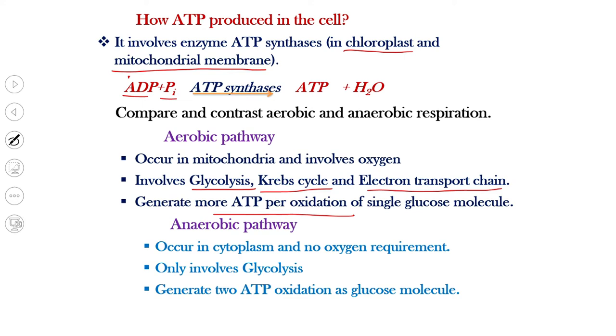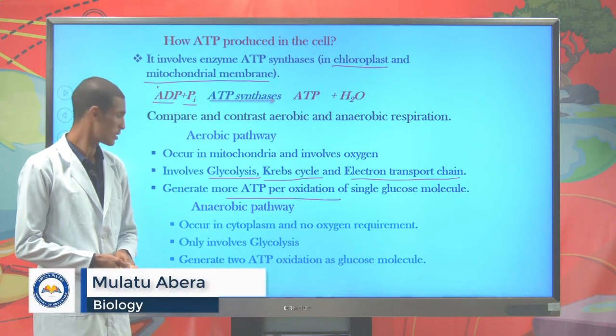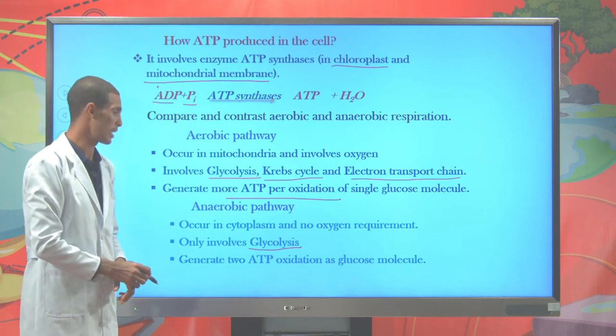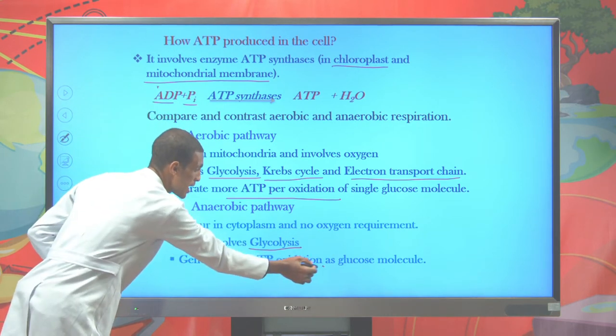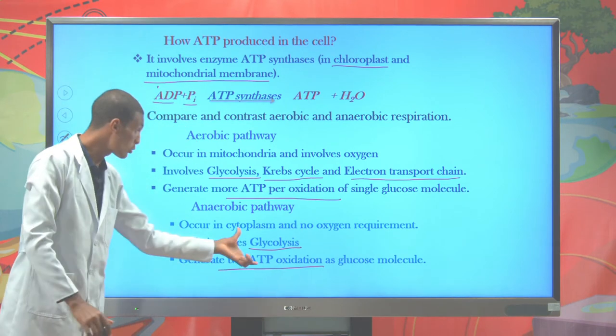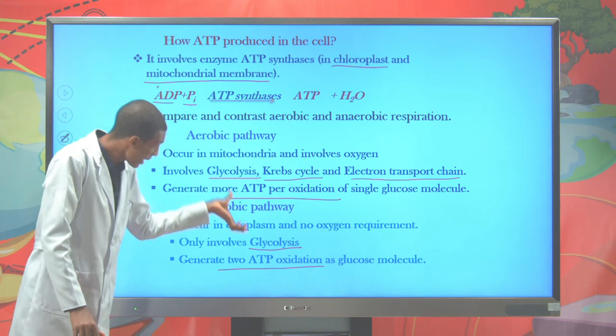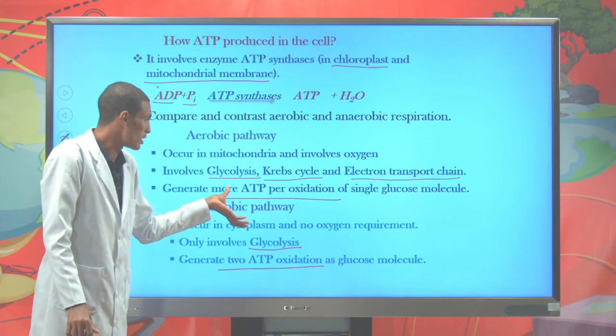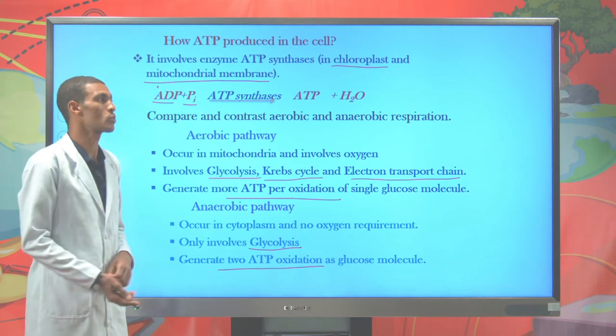Whereas an anaerobic pathway means a pathway that takes place in the cytoplasm, and there is no oxygen requirement. If oxygen is absent or depleted, the cell prefers to produce energy by the anaerobic pathway. This takes place in the cytoplasm, and partially in glycolysis again. They produce only 2 ATP per oxidation of a glucose molecule. Only 2 ATP. So there is another exceptional case when the cell prefers to release energy in the anaerobic pathway. We'll see this again later.